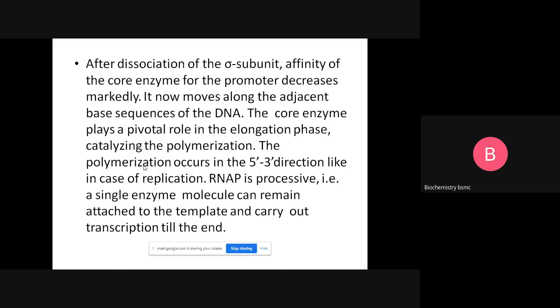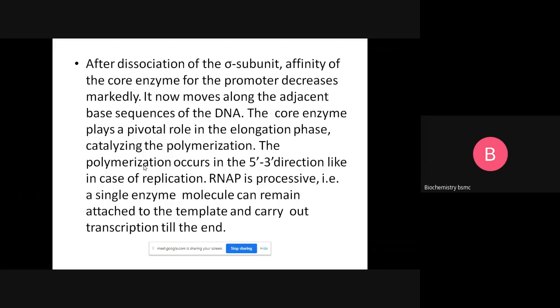The core enzyme plays a pivotal role in the elongation phase, catalyzing the polymerization. So what is the core enzyme? Nothing but alpha 2, beta, beta prime, omega. So it will do its task, and most important are the two beta subunits. One is the beta, another is the beta prime subunit. And we shall see there is an active site of the polymerase, which bears two important magnesium ions.